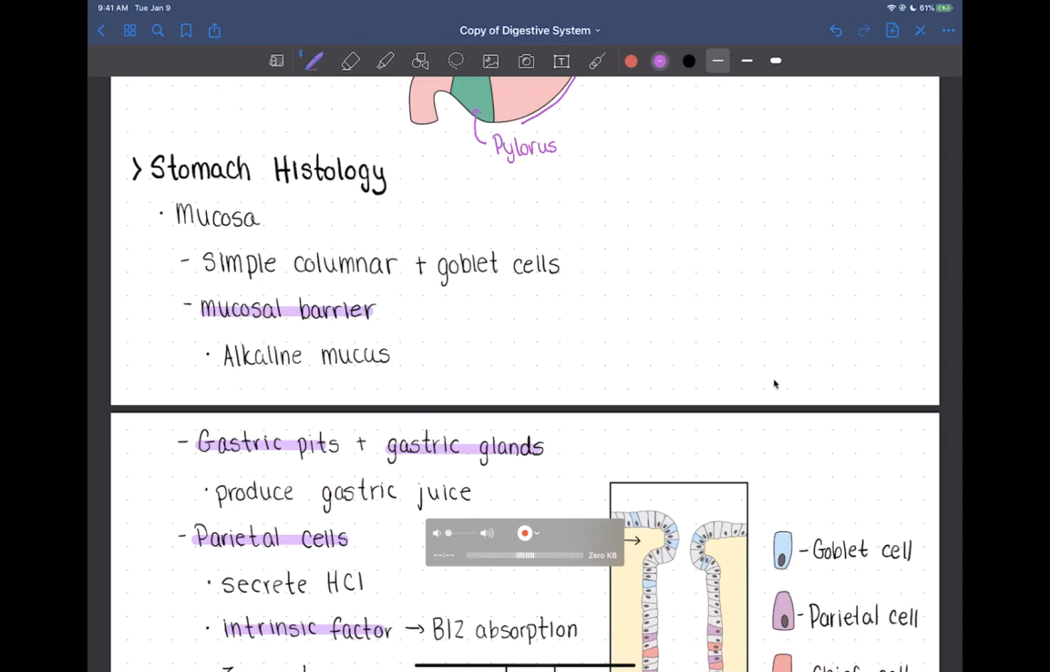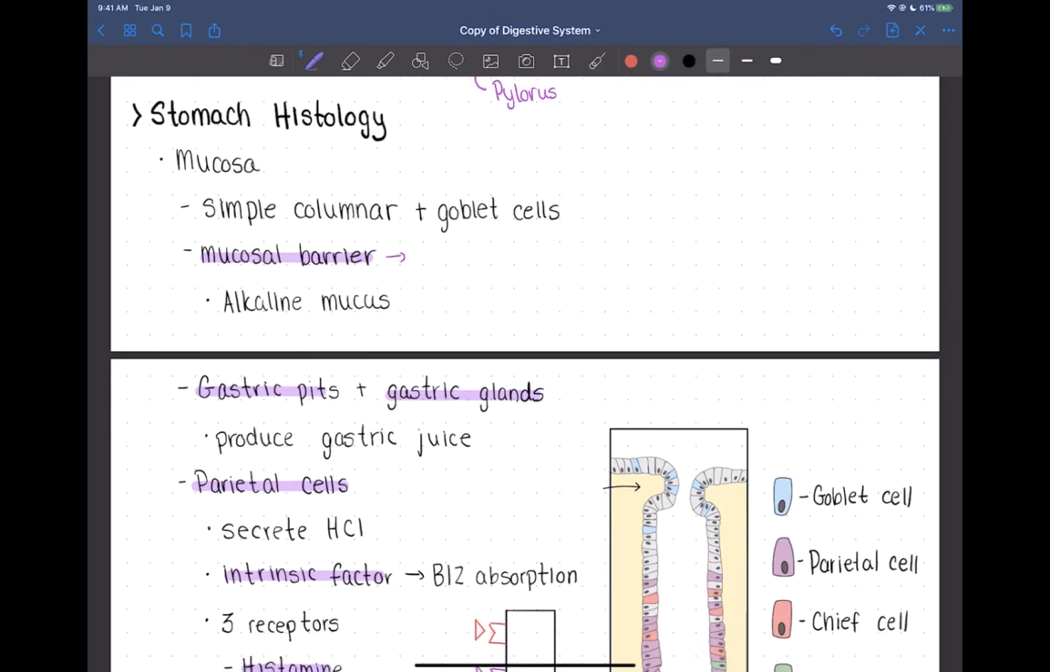That mucus is very alkaline in pH, and it forms what's called the mucosal barrier. The importance of that is, as I'm sure you know, all the juices in the stomach are extremely acidic. So that alkaline mucus that lines the epithelium helps to protect against that acidity. That's the function of the mucosal barrier: it protects from pH.